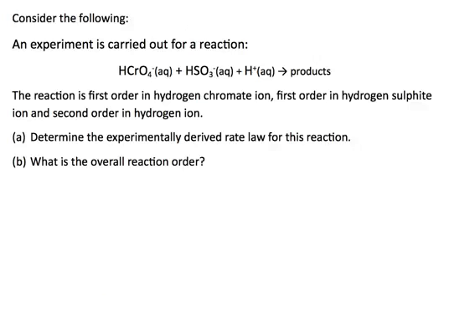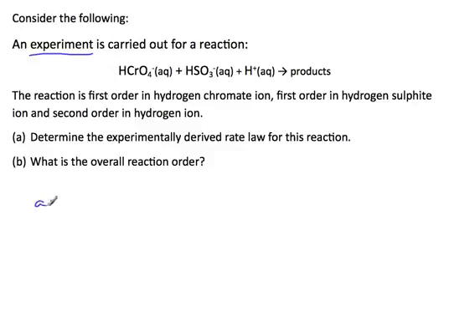All right, a couple more examples before we finish up. So an experiment carried out for a reaction. This is the important bit. An experiment is carried out. So what we now have is experimental evidence that's going to help us determine our rate laws. And so in this particular reaction, the reaction is first order in hydrogen chromate ion, first order in hydrogen sulfite ion, and second order in hydrogen ion. So we have the information we need to write a rate law.